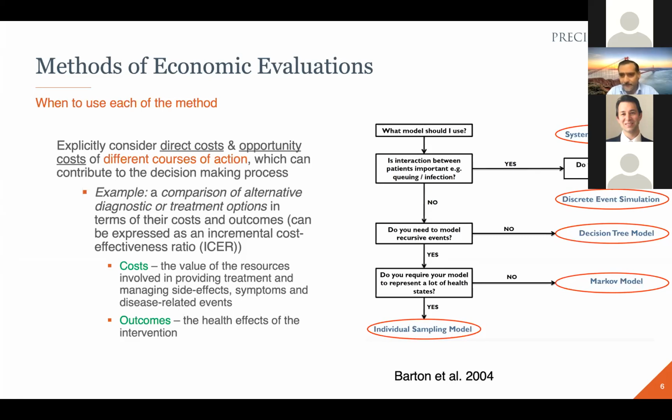And that is what my focus is today. Also, if there are lots of health states, then Markov models might be useful in some cases. So this is a beautiful chart which helps guide which method to use. But today I'm only focusing on the decision tree, by the way.